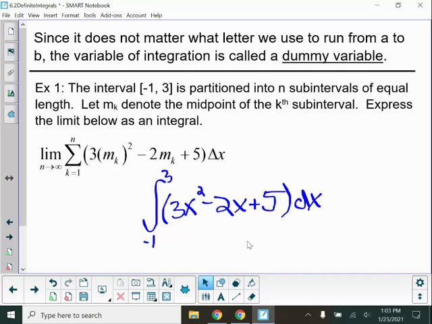It is important that you do find what the interval is, because there's nowhere in this summation that it actually tells you that your interval is from -1 to 3. So that is something you'll have to get from up in the directions.